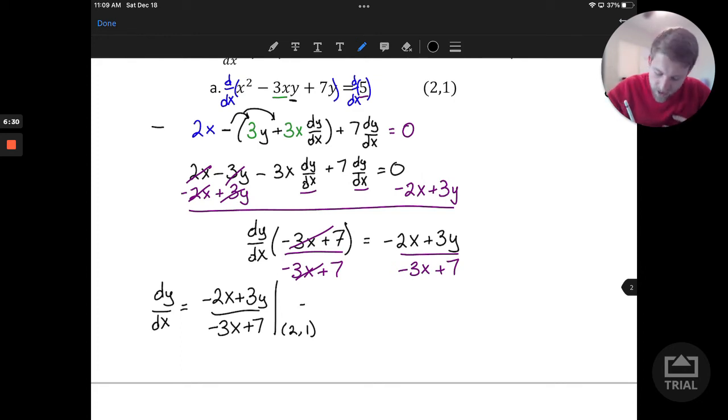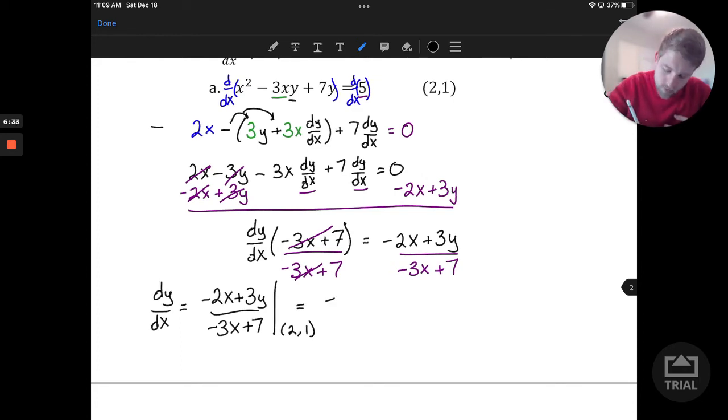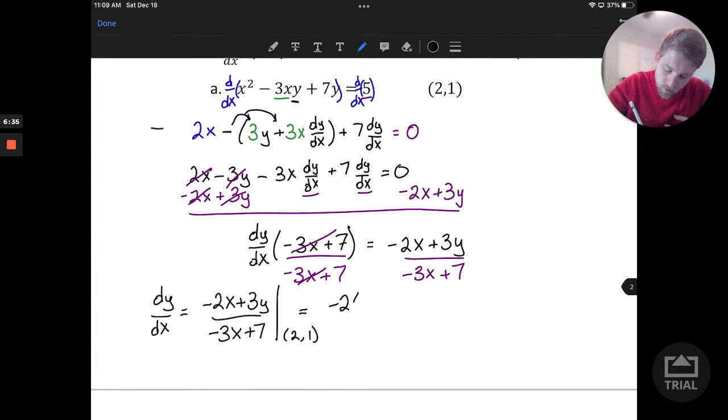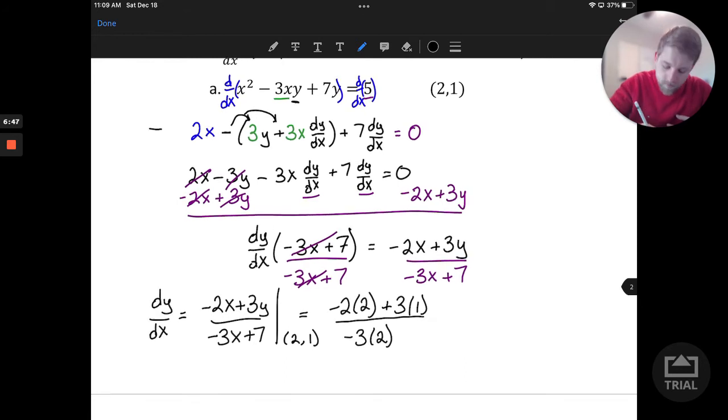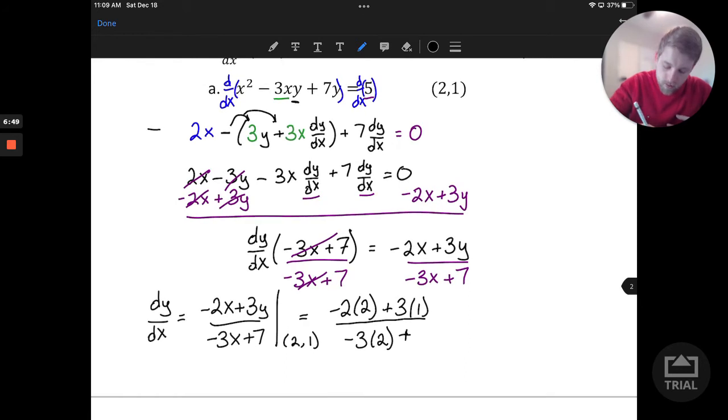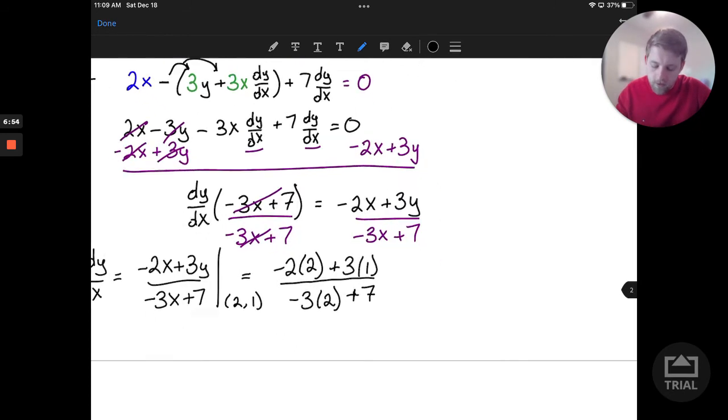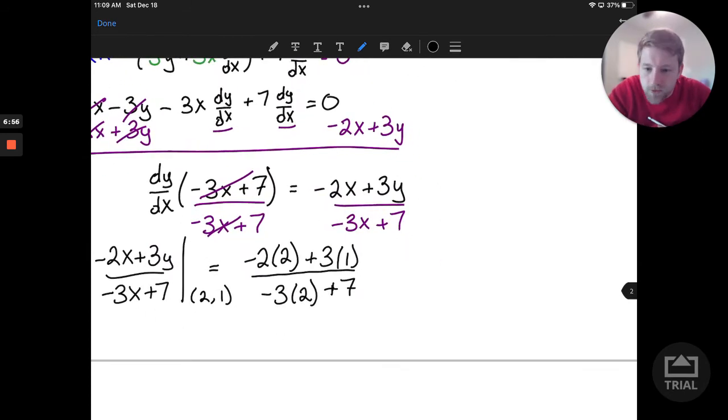So let's go ahead and evaluate here. We have negative 2 times the x, which is 2, plus 3 times the y, which is 1, divided by negative 3 times x, which is 2, and then plus 7, which is just going to be a constant. So this will give us our tangent line slope.